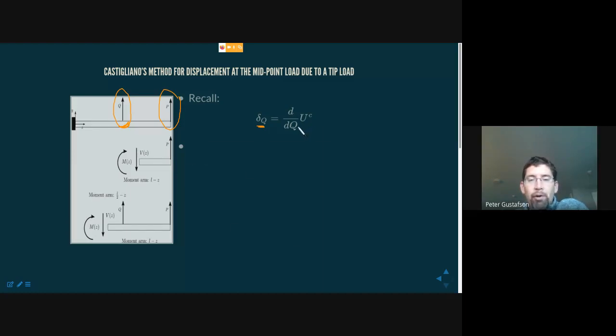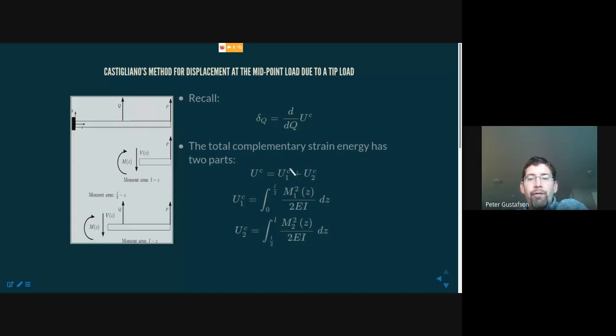Now, this problem is very similar to the last one. It's not hard. The difference here is that, much like I said, you might have to keep track of different areas. Here we're going to do our two different integrals because the moment changes as a function of position from one side to the other. So sometimes you're going to have to track these things a little bit differently. In this case, the total complementary energy has two parts. One is what we'll call region 1 of the beam. That's from 0 to L over 2. The other is in the other region of the beam. That's region 2. We're going to say from L over 2 to the end.